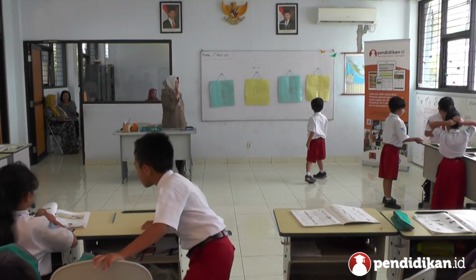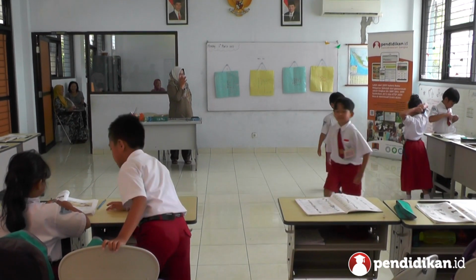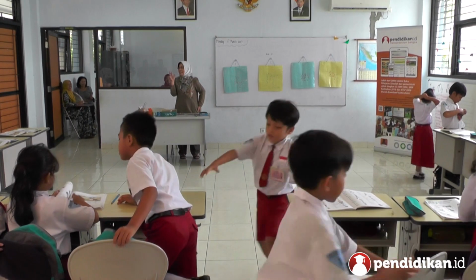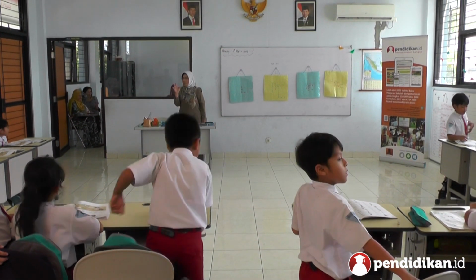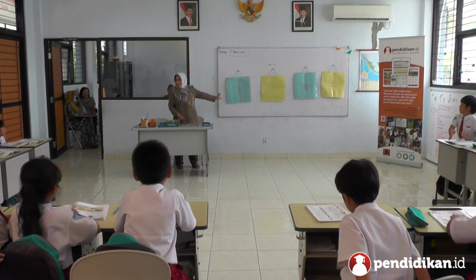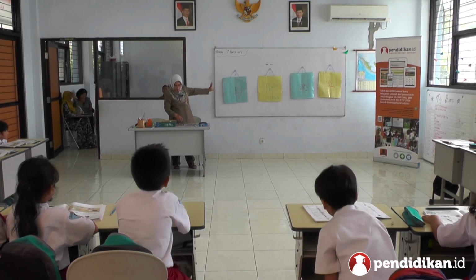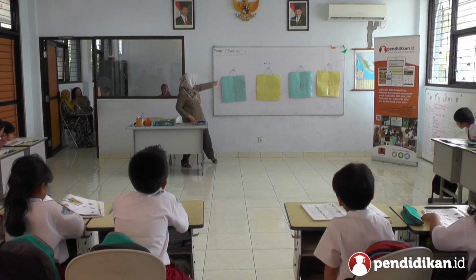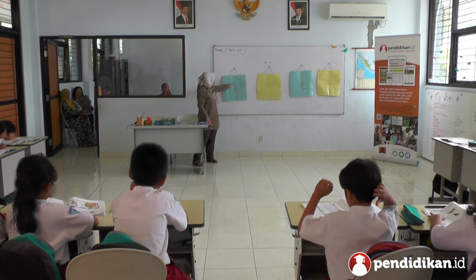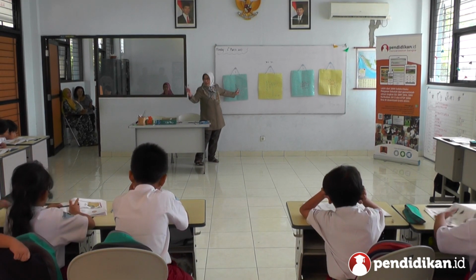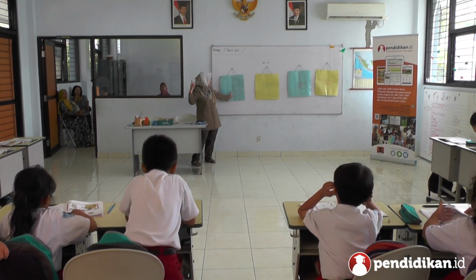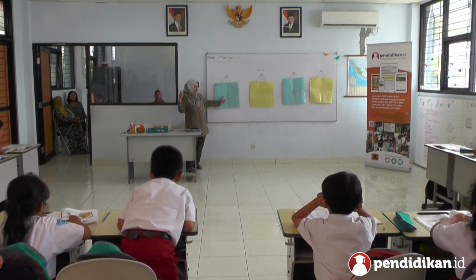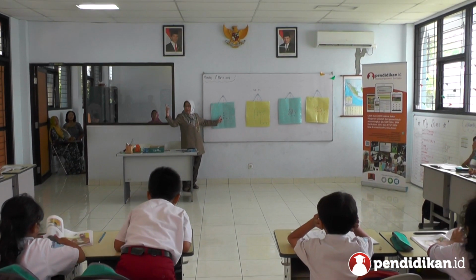Okay, now sit down. Sit down. Now let's count. How many animals can you write in the black in your board? So group 1. What is it? We have snake. Count it. Snake. And then after snake you have cat. Okay, 2.